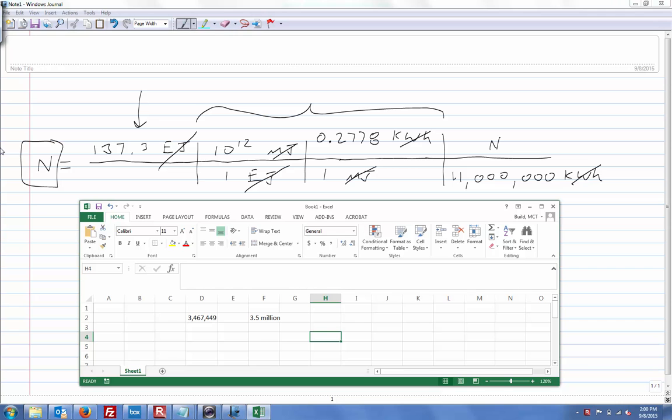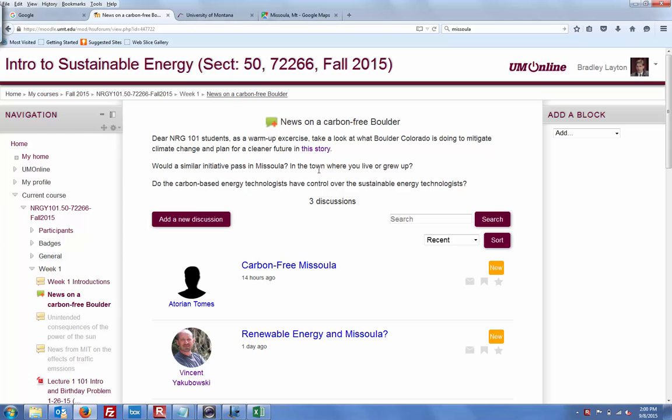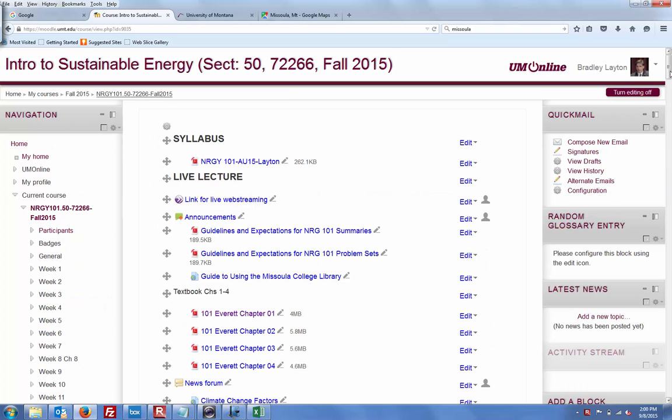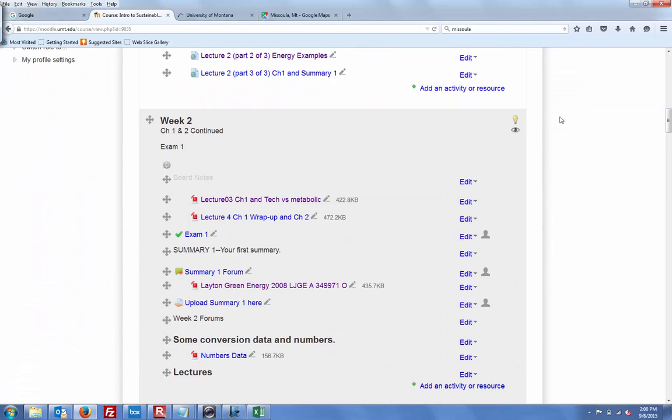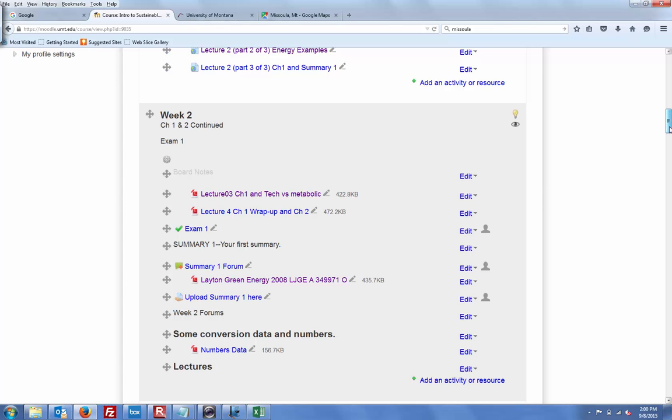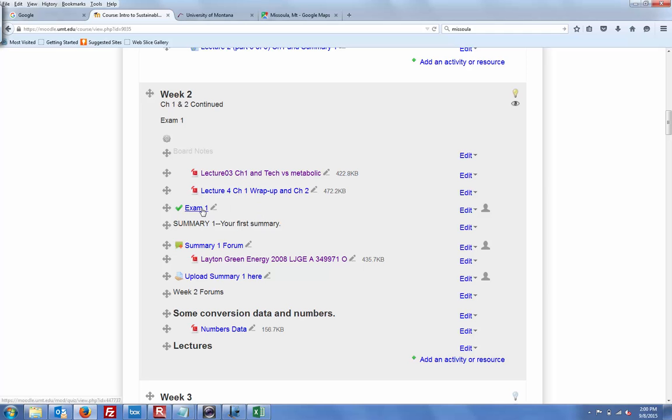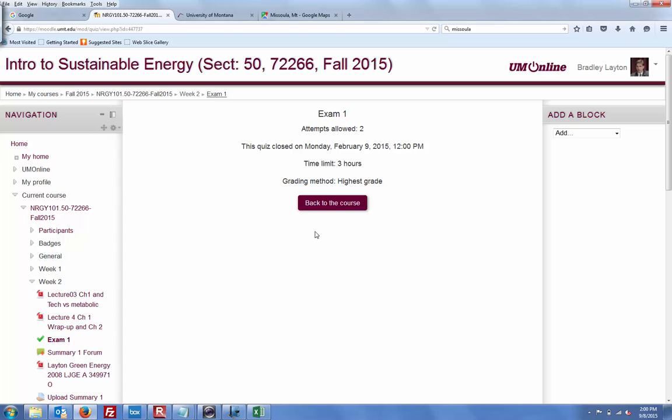Another question just came up. What's the format for the exam? If I go into the course, I'll just show you quickly what the exam's going to look like. Week 1, week 2. You can see that I've highlighted week 2, so now it's highlighted with this gray background. Click on the exam. I'm going to need to reopen it.